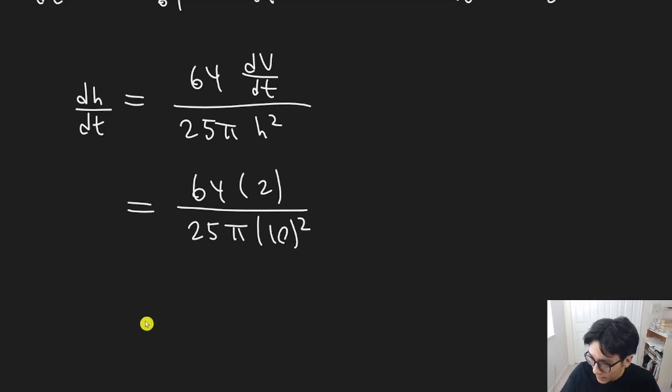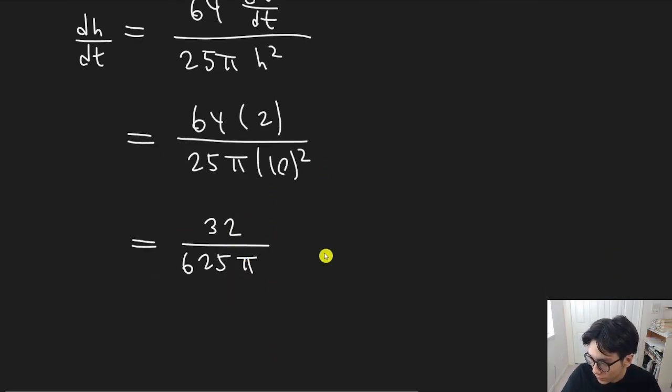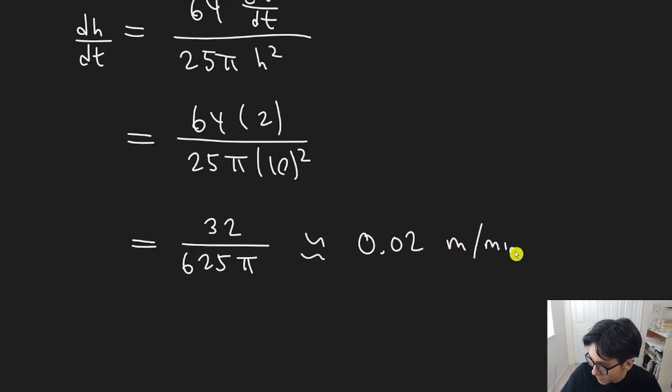If you want to simplify, well, let's see here. It's a little bit tricky to do by hand. I'll just note that the final answer is going to be 32 over 625 pi. Now, if you just need the answer, this is a perfectly good final answer. This is a simplified fractional form. And also, if you have a calculator, you can substitute it in, and you'll get about 0.02 meters per minute. And that is your final answer.